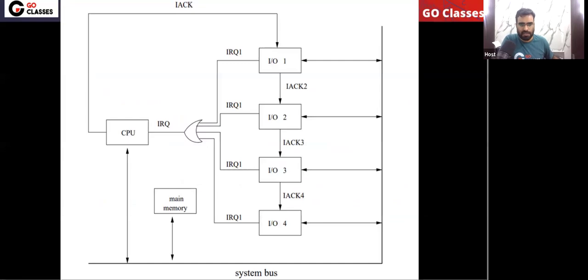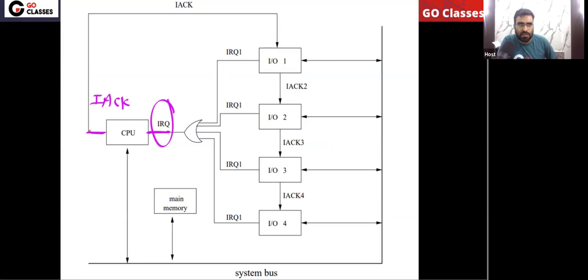Here in this diagram, you can easily see that this CPU has a single interrupt request line, yes or no? You can notice the CPU has a single interrupt request line, and a single acknowledgement line. There is a single line for acknowledgement, and a single line for request. Now you can see these are the IO devices, and you can notice that they are connected like this.